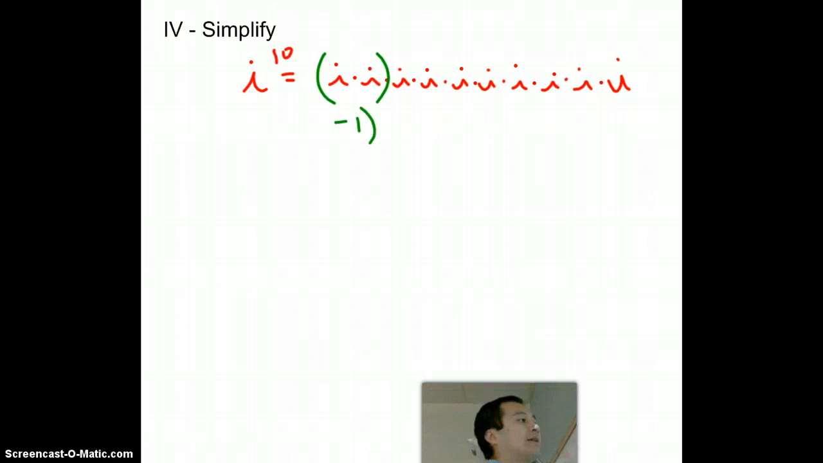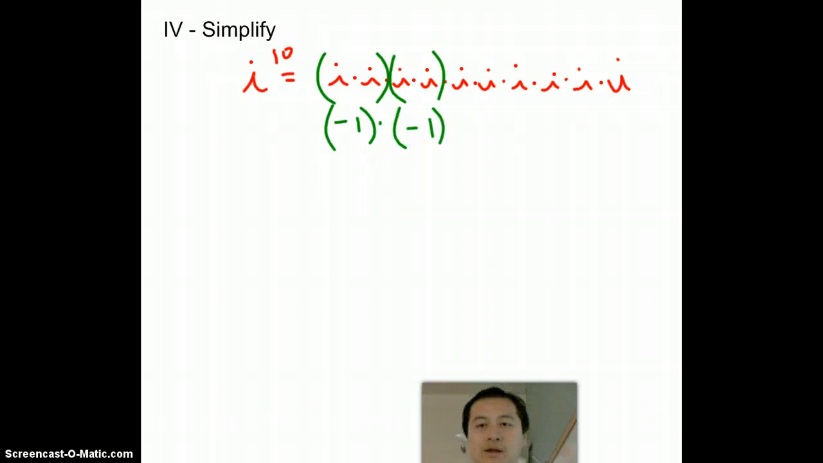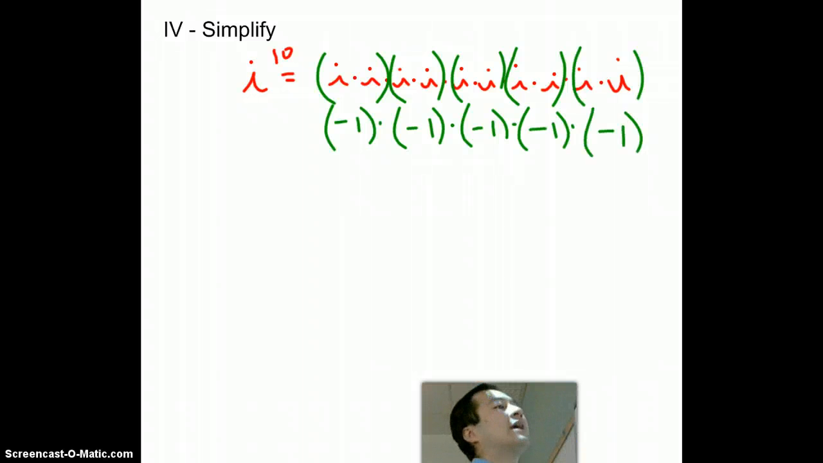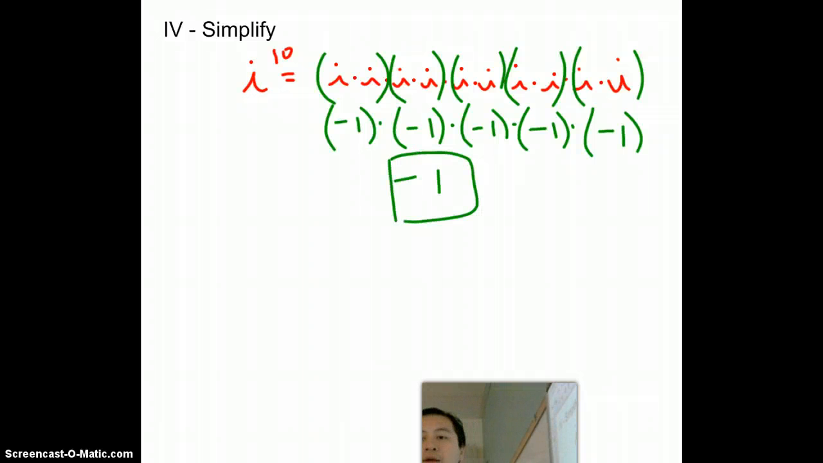That right there is a negative 1. Times. This right here is an I squared, that right there is a negative 1. Times, and again, and again, five pairs in all, each one a negative 1. That means negative 1 times negative 1 times negative 1 times negative 1 times negative 1. Negative 1, 5 times, which is negative 1. That's how you simplify multiple i's.